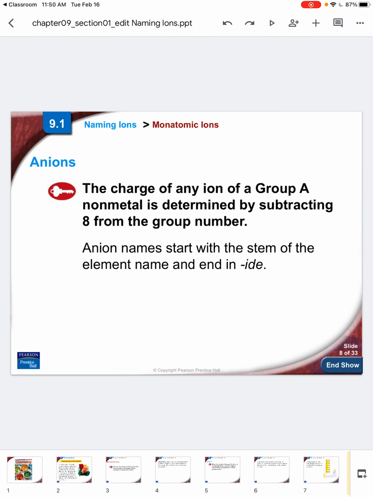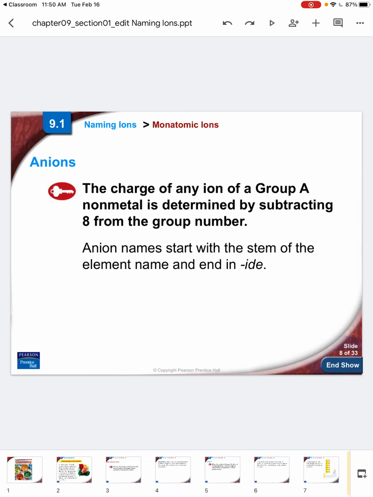So if you have a group A nonmetal, they tend to form anions, and when they do so, there are several ways of looking at it. The official way to determine the charge on a nonmetal in group A is to subtract 8 from their group number to get the charge on the ion.